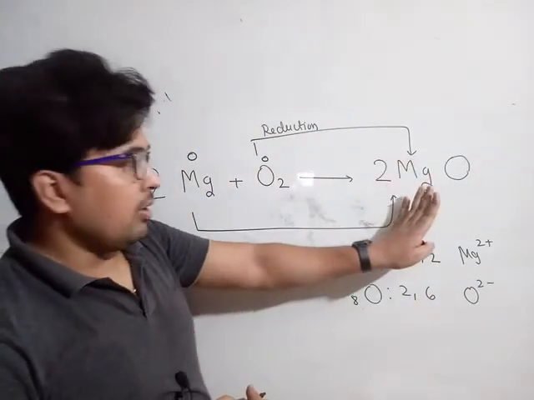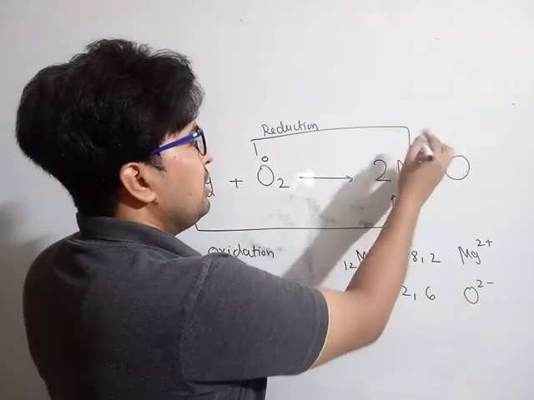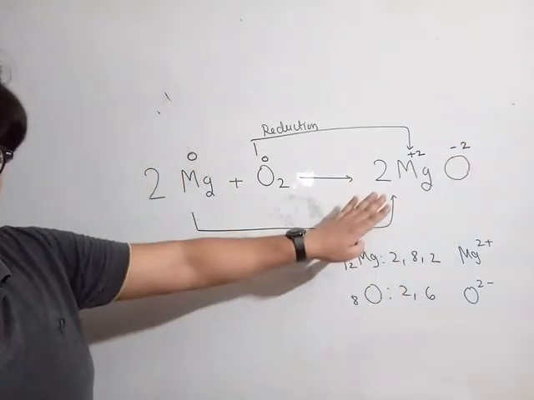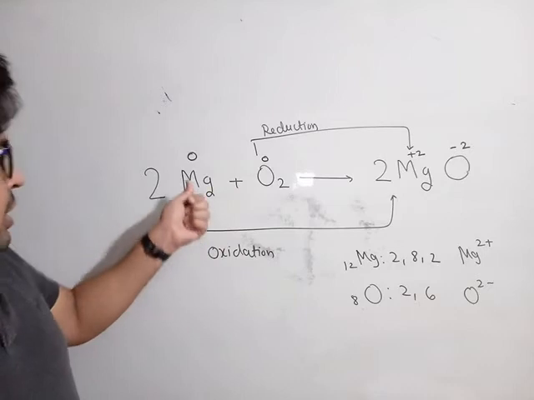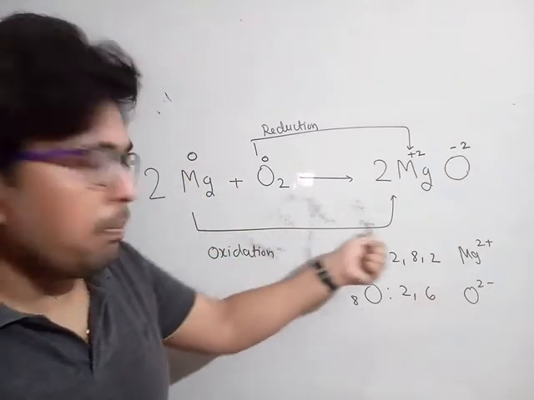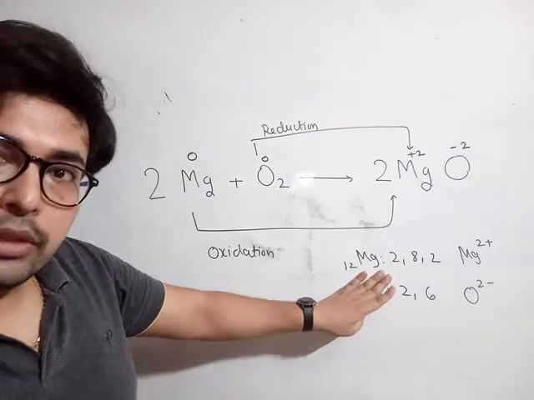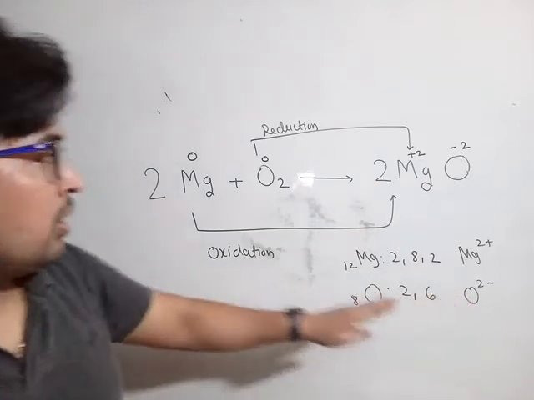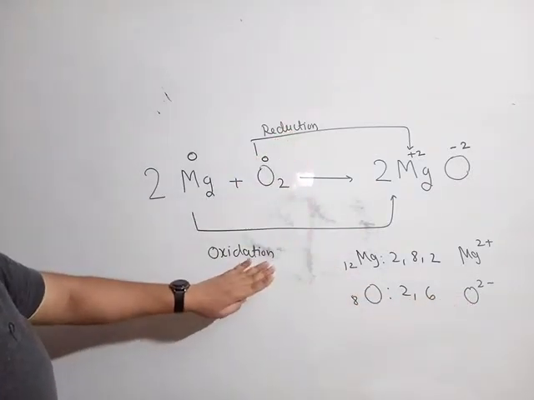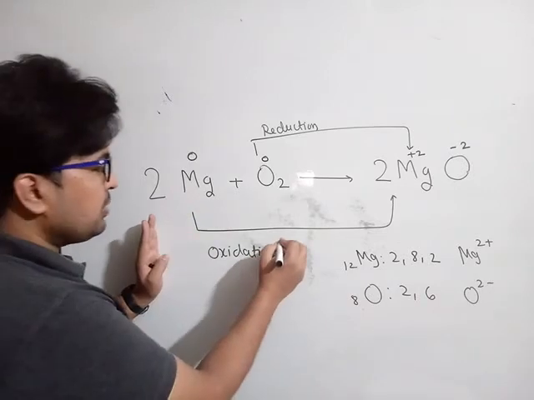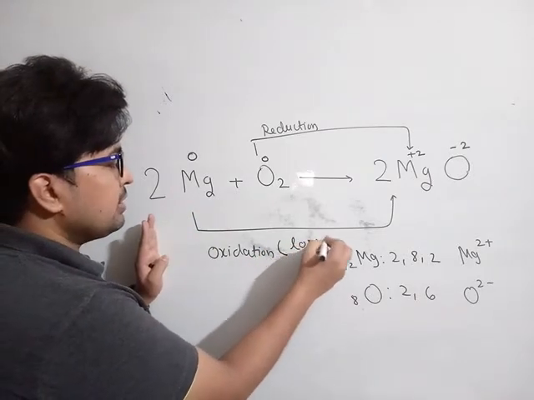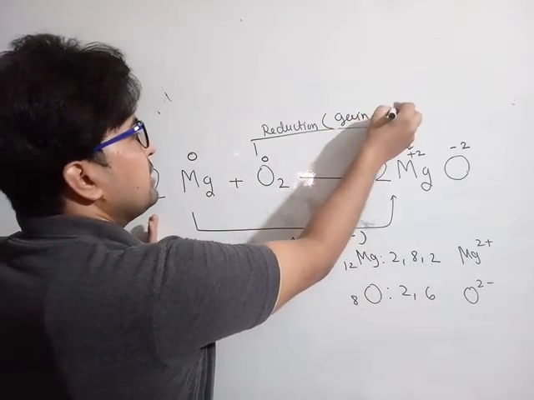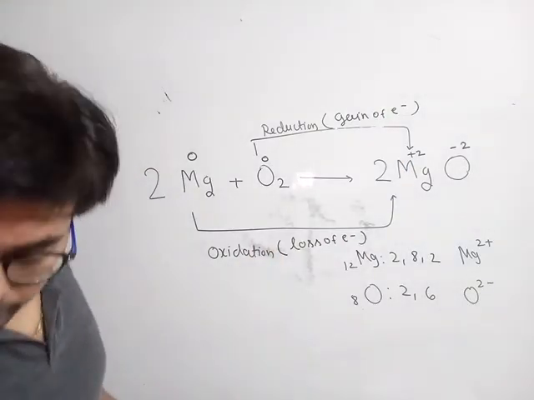So in the combined state, it is an ionic compound, and it will have a charge of plus 2 and a charge of minus 2. If I move from 0 to plus 2, that means magnesium has lost electrons, and if I move from 0 to minus 2, that means oxygen has gained electrons. So as the definition is clear, loss of electron is oxidation, and gain of electron is reduction.